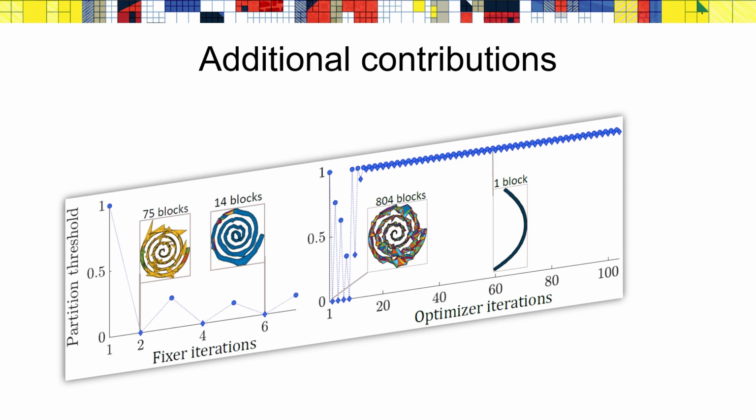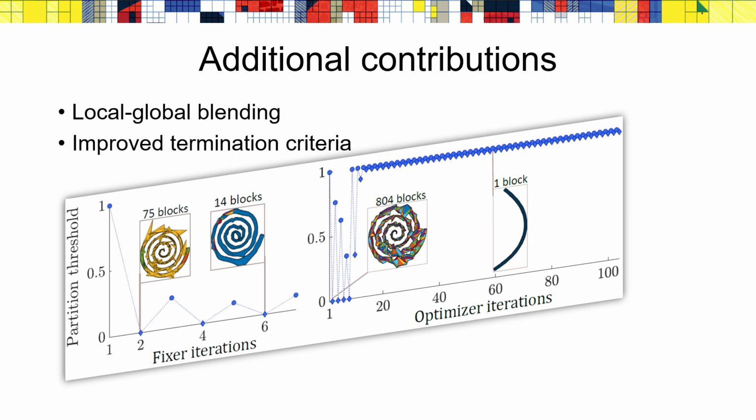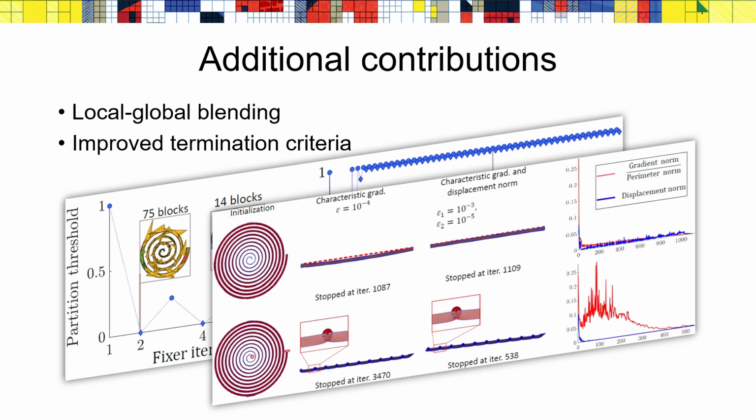Our algorithm has more contributions, but unfortunately there is not enough time to present them all, so please see the paper for additional contributions. The first one is a more advanced method of vertex partitioning that gives a better trade-off between the number of blocks and the block sizes. It is called local global blending, and in many cases it improves results on middle resolution meshes. Another contribution is improved elimination criteria.